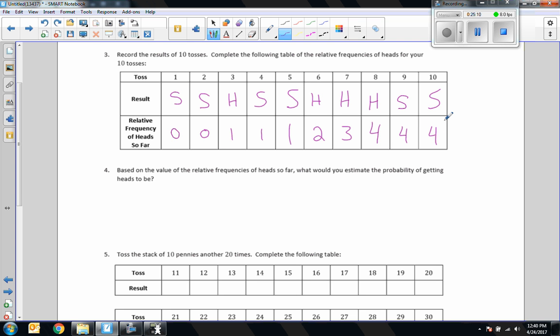Okay, so no tails occurred. Based on the value of the relative frequencies of heads so far, what would you estimate the probability of getting heads to be? Okay, so if it was 4 out of 10, I might say 0.4.